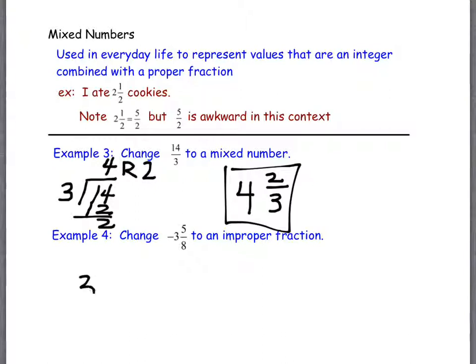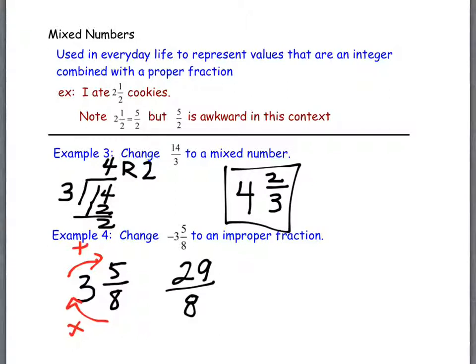So let me show you what we practically usually do, in case you have forgotten. Practically, we say, let's take 8 times 3, and we would get 24. And then we're going to add that to the top, which gives me 29, and we're going to write that over the same denominator. Okay, everybody remember that that's how that works? Oh, and it's negative because I started with a negative number. 29 over 8. Negative 29 over 8.